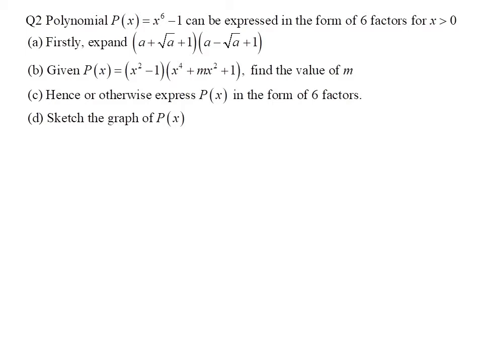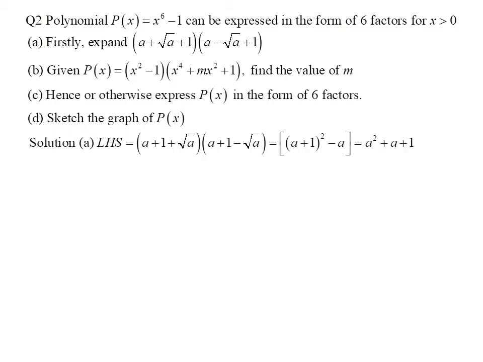Now let's try to answer these questions. For question A, we first treat a plus 1 as a variable and square root a as another variable. We group them in such a way, then we can apply the formula of the difference of two squares to get the expanded result.